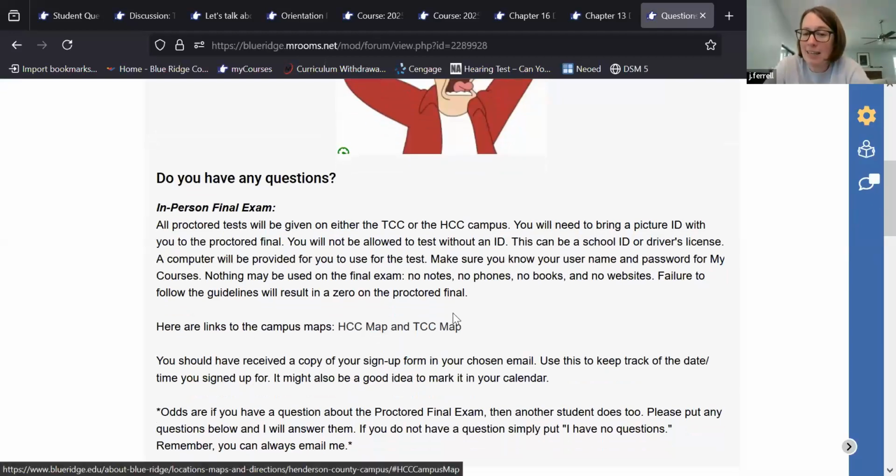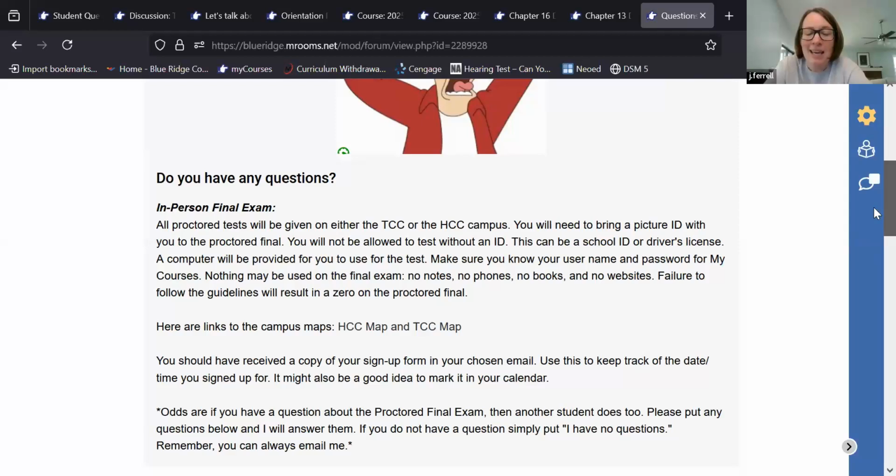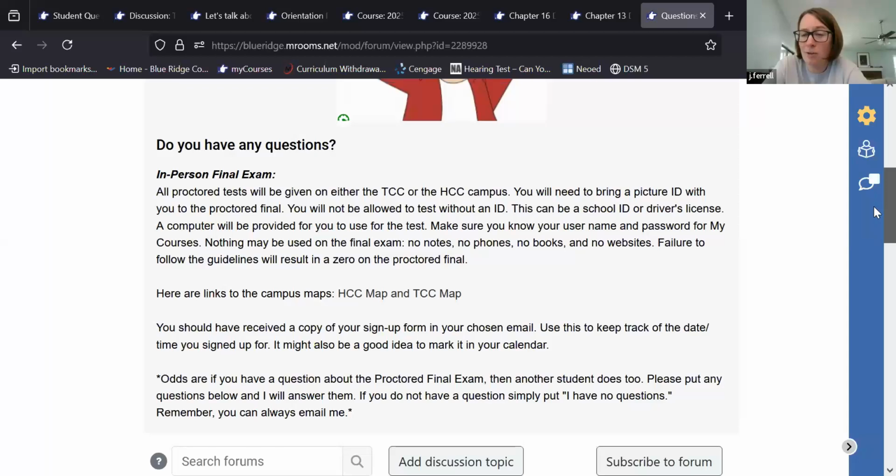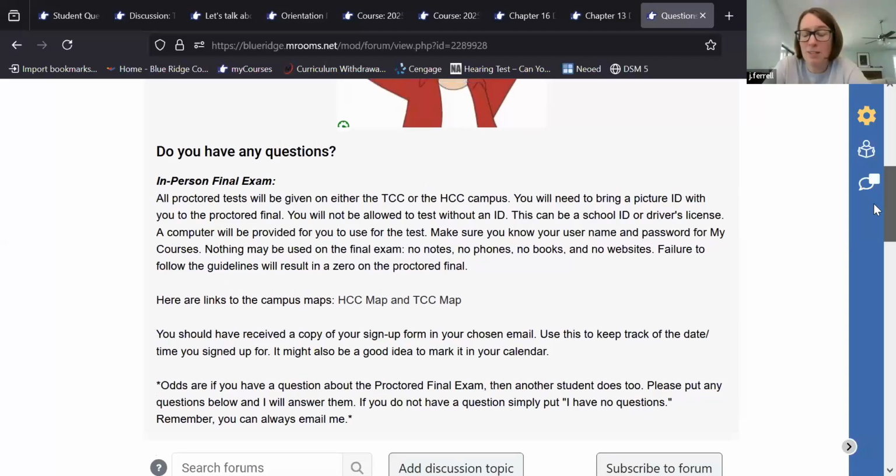I also have links to the campus maps because they might not know where they're going if they're online students and they have to show up for a test. And then I tell them to ask me any questions that they have. And if they don't have any questions, to say that they don't have any questions, because these are graded because they won't do them otherwise. So if they say they don't have questions, they still get points for it. And so they'll ask all kinds of really great things about what's expected.